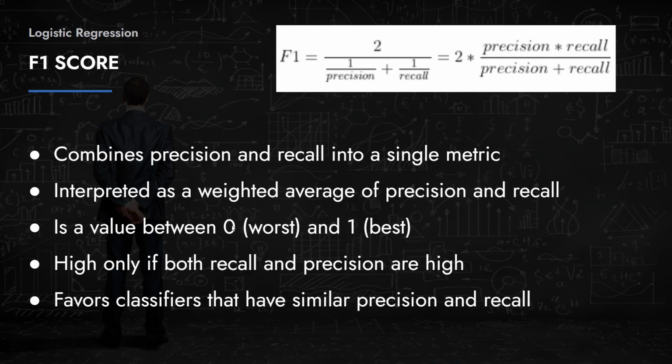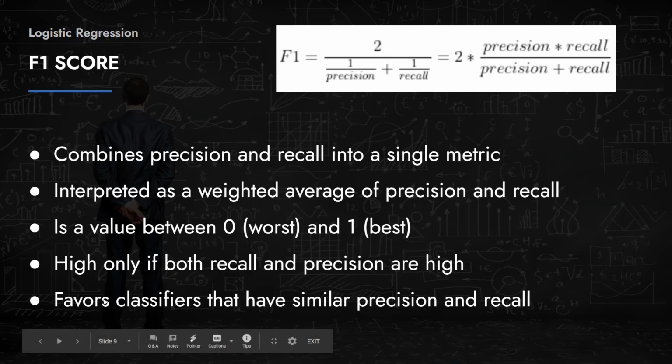So 0 would be a terrible value for the metric, so a terrible model, and 1 would ideally be the best model based on this metric, the F1 score. It'll only be high if both recall and precision are high, and it favors classifiers that have similar precision and recall.